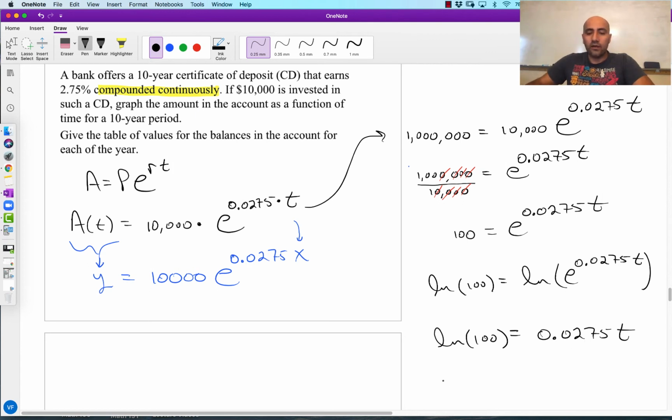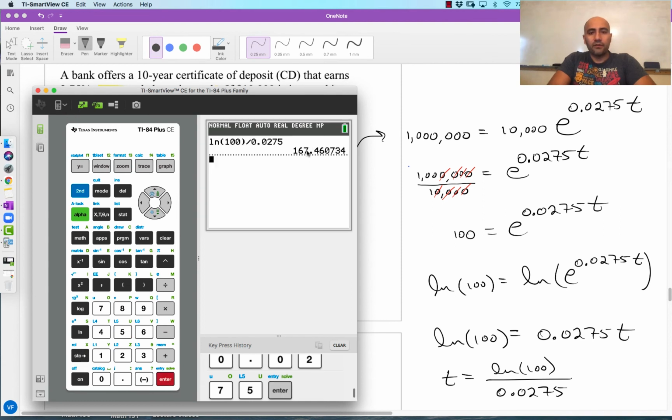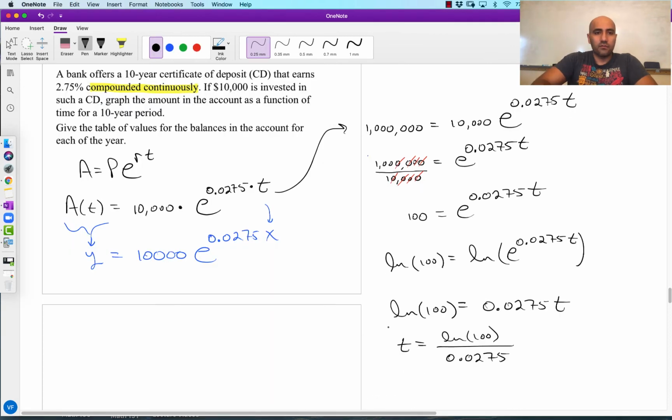Divide both sides by this decimal. I'm going to flip it around as well and say that t is equal to ln of 100 divided by 0.0275. Now we can just get our calculator, clear, and say ln, this button right here, ln of 100, close, divided by 0.0275. There you go, 167.46 years.